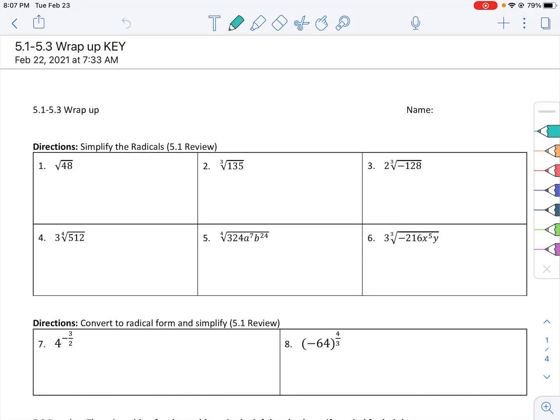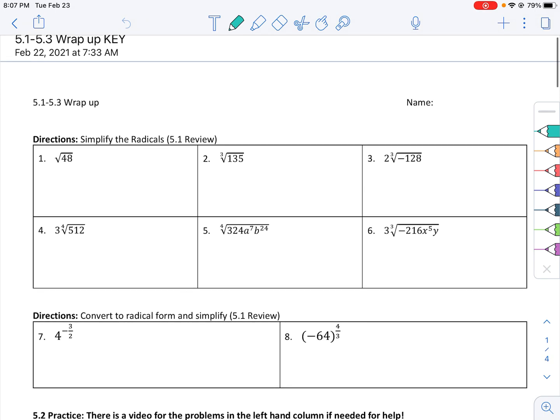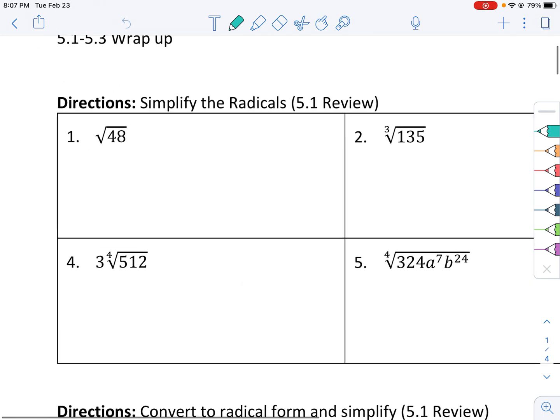Alright, here's the video key for the 5153 wrap-up, just so we have me working through these questions for you guys. So the first one is a square root.